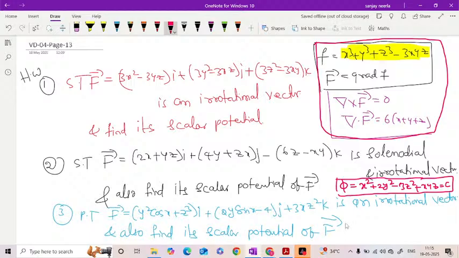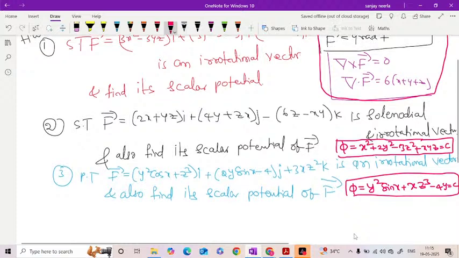Next one, come to the next. Pi is equal to y square sin x plus x z cube minus 4 is equal to constant. Okay.